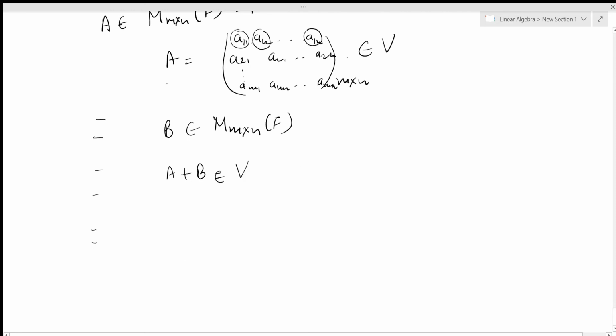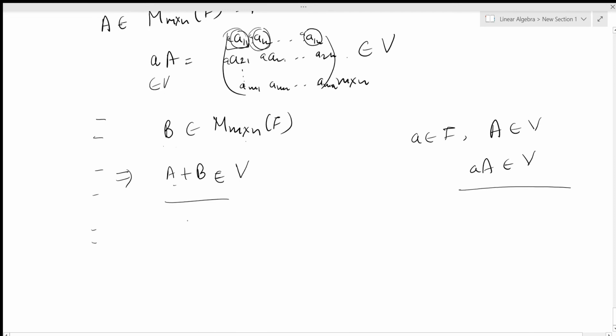And if we multiply A with some scalar like a, then this a is multiplied by all the entries. Then a times A11, this is also a scalar. So we can say that this belongs to V. So if we take A and B belong to V, then A plus B belongs to V. And if we take a belongs to F and capital A belongs to V, then aA belongs to V, which means closure property is satisfied. Now similarly we can prove all the other axioms. So you can try this. If there is any doubt, you can comment.